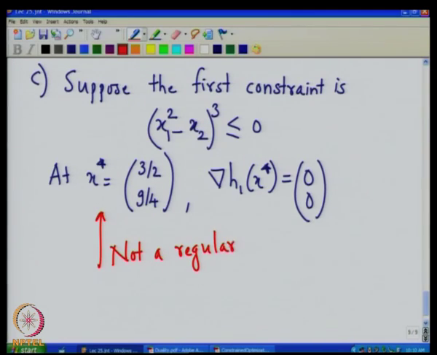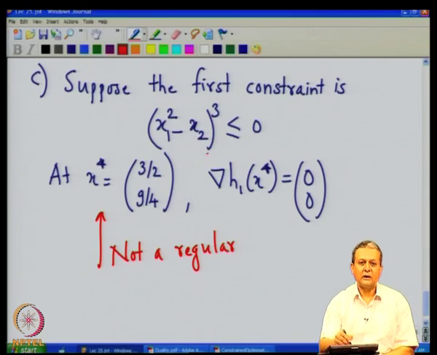So, this is not a regular point. So, although the constraint set remains the same, the representation of the constraint is very important, and this example is just to illustrate the fact that if we change the representation, a local minimum may not be a regular point.